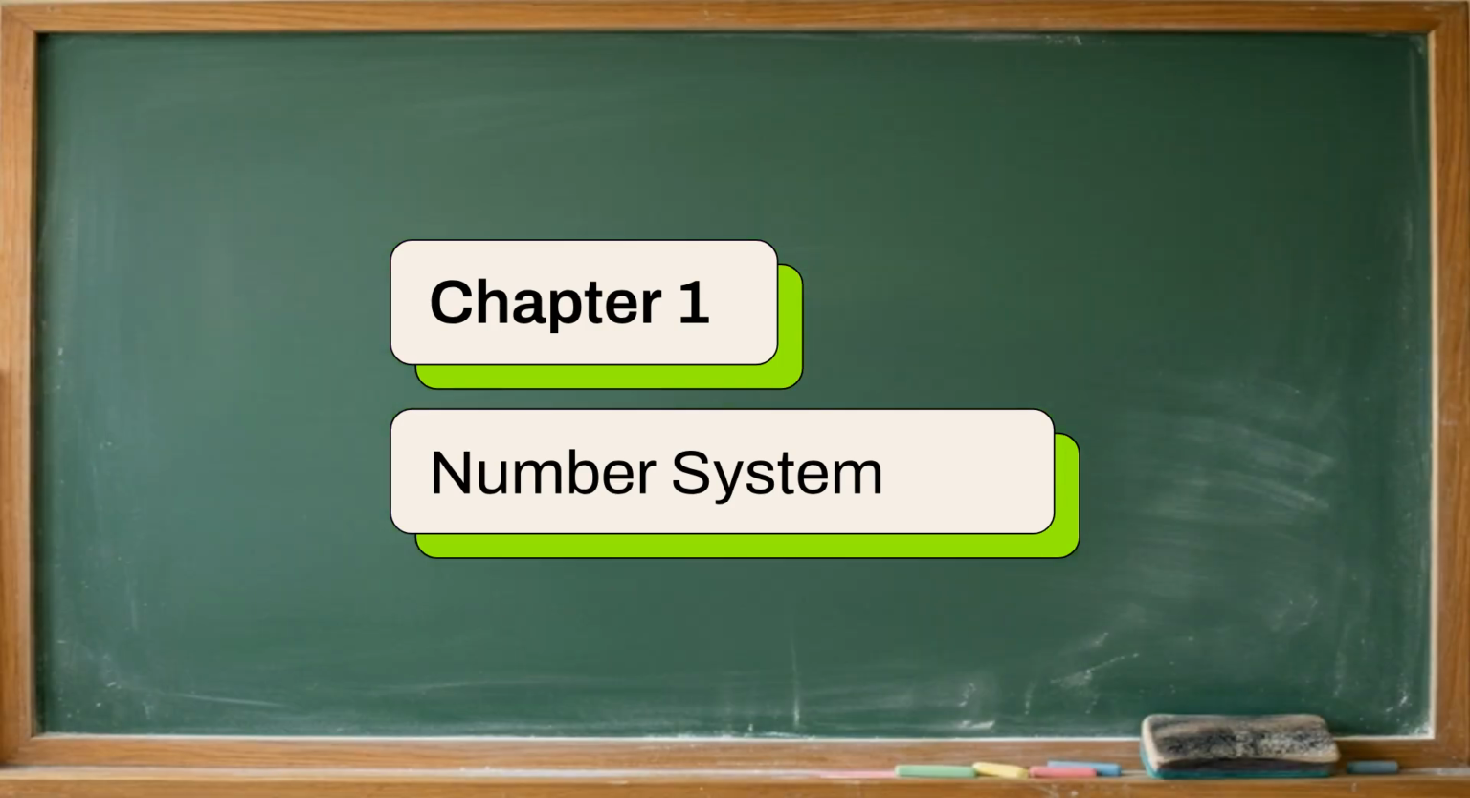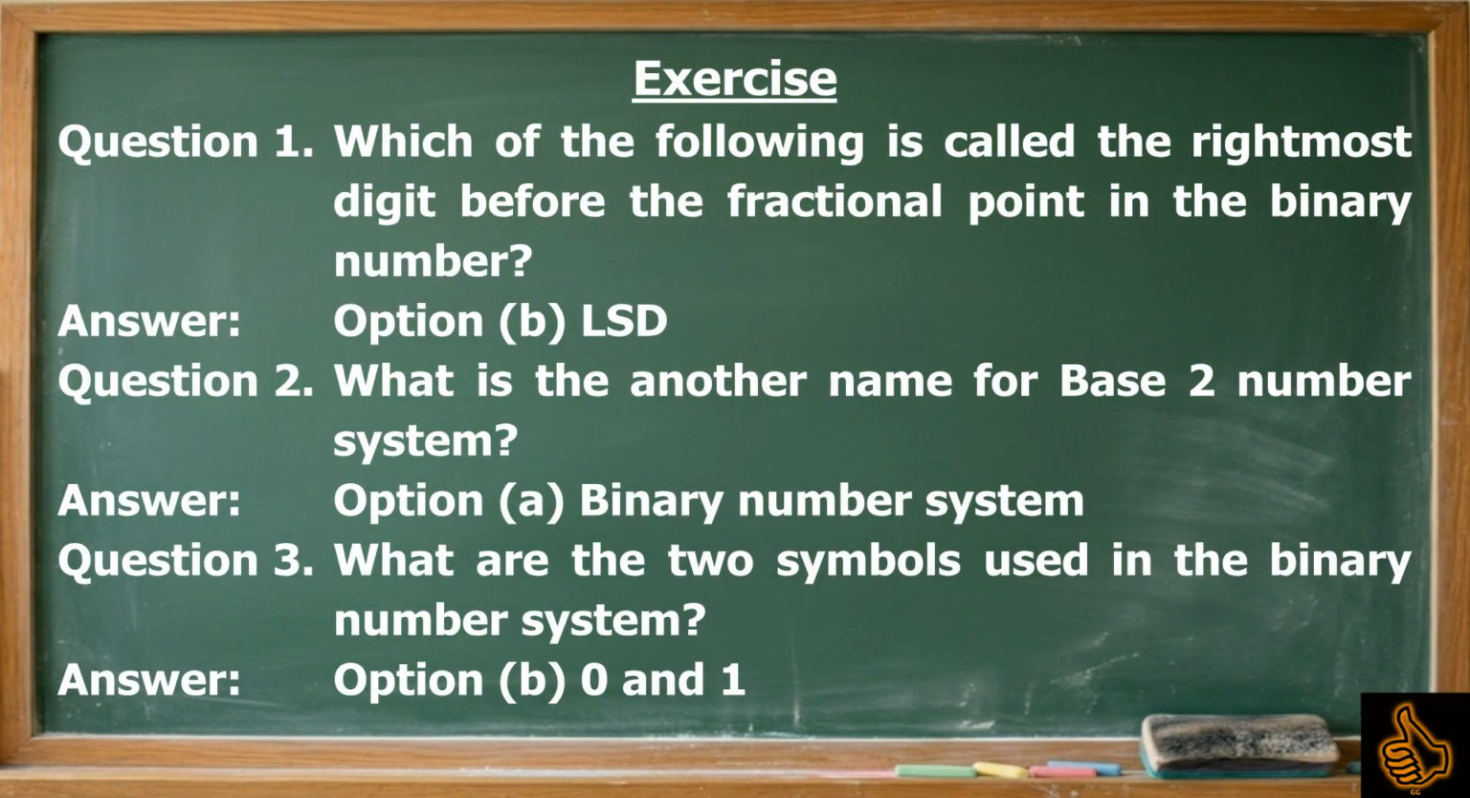Welcome to Chapter 1, covering the number system. Exercise. Question 1. Which of the following is called the rightmost digit before the fractional point in the binary number?